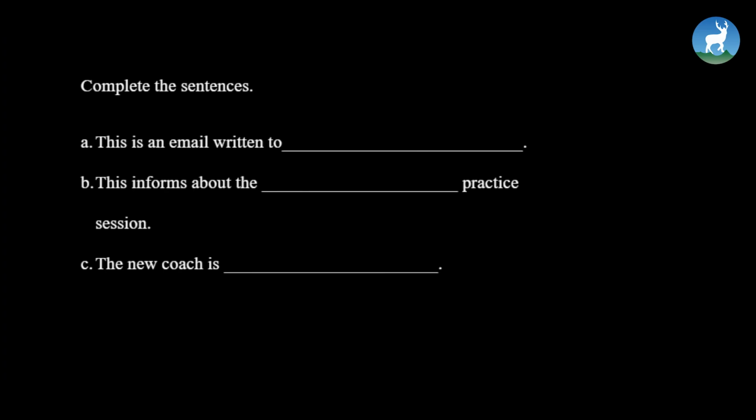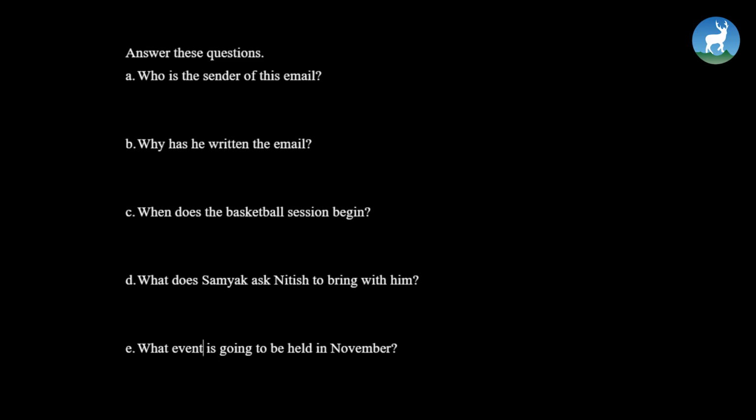So the writer of the email is Samyak. Here are some sentences to be completed. Let's try doing it together. This is an email written to, yes, it's written to Nitish. This informs about the dash practice session. What was the practice session for? It was basketball. The new coach is Mr. Suraj Chetri.